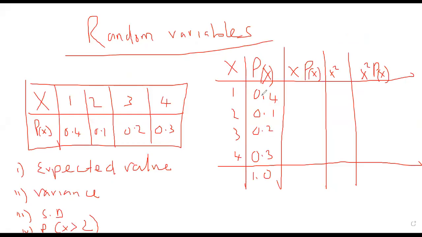So when you multiply this number by the probability, we get 0.4. 2 times 0.1, what do we get? 0.2. 3 times 0.2, we get 0.6. And finally, 4 times 0.3, we get 1.2. The sum of this column is what we call the mean, or the expected value, or the mu. So when we total up this column, what we get is 2.4. So our expected value, therefore, is denoted by E of X, and it is 2.4.